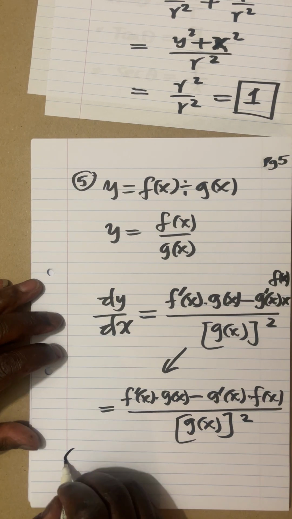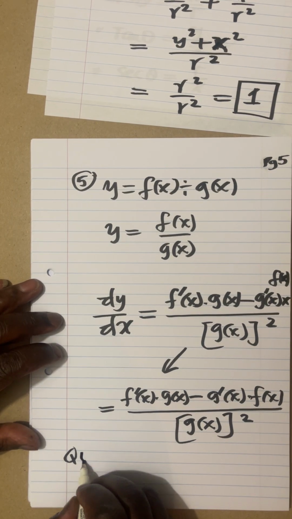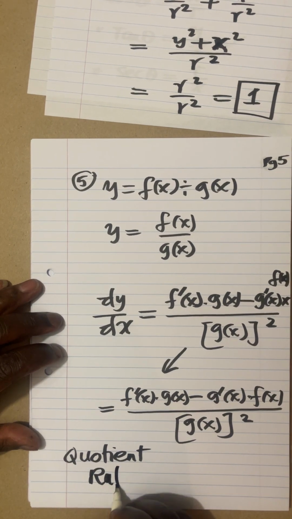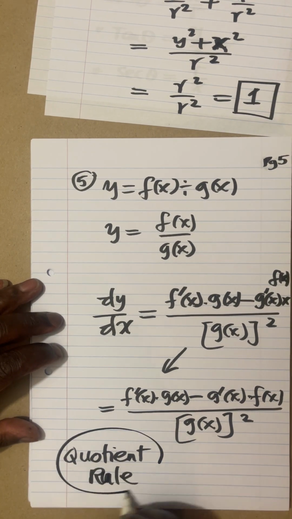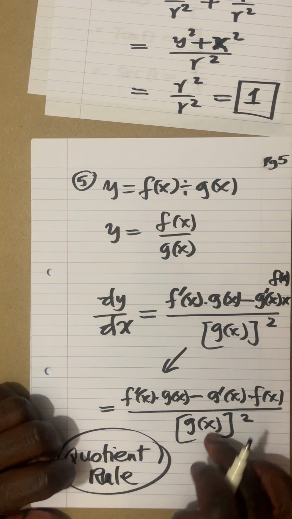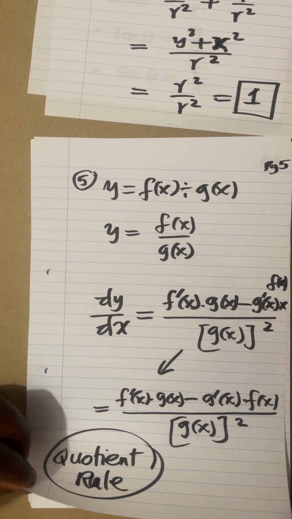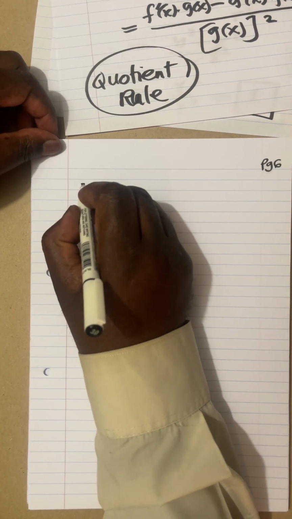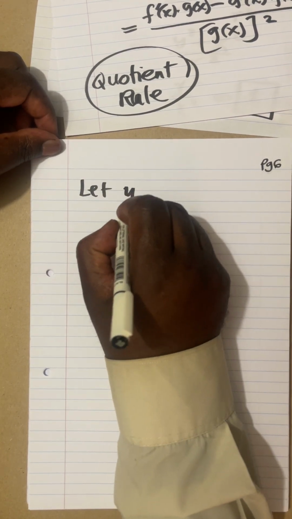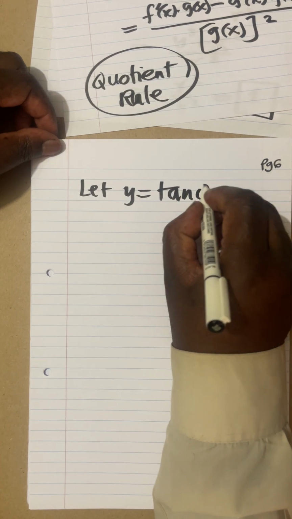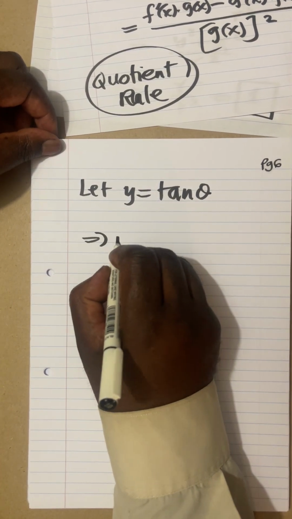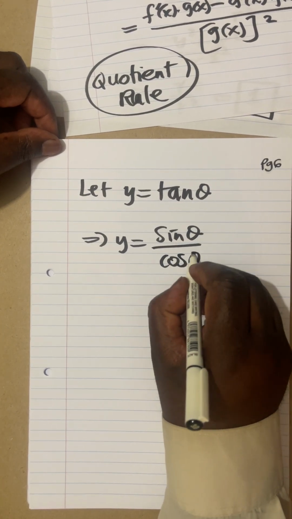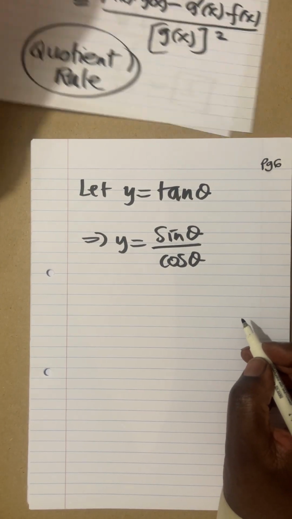I've explained this, I've even proved this. It's called the quotient rule of derivatives or differentiation. Quotient rule, right? Now, using quotient rule, we want to differentiate tangent and see what we get. So now let y be equal to tan theta. What are we saying? We are saying that y equals sine theta over cosine theta. Remember, we proved this.